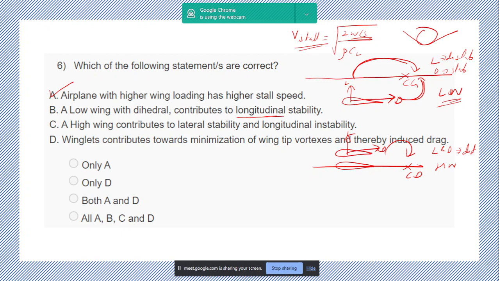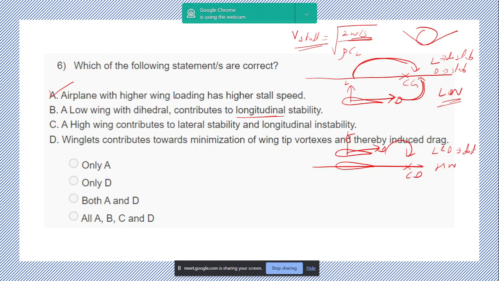Yes, lift is a lot larger than the drag, but it contributes slightly towards longitudinal stability, right? Otherwise, if you have just a wing, you need the tail to completely take over the restoring moment contribution. But if you have a low wing, there is a drag component that takes up some part of the restoring moment, correct? So they didn't say it is stable, they just said it contributes towards stability. It doesn't say that low wing is stable.